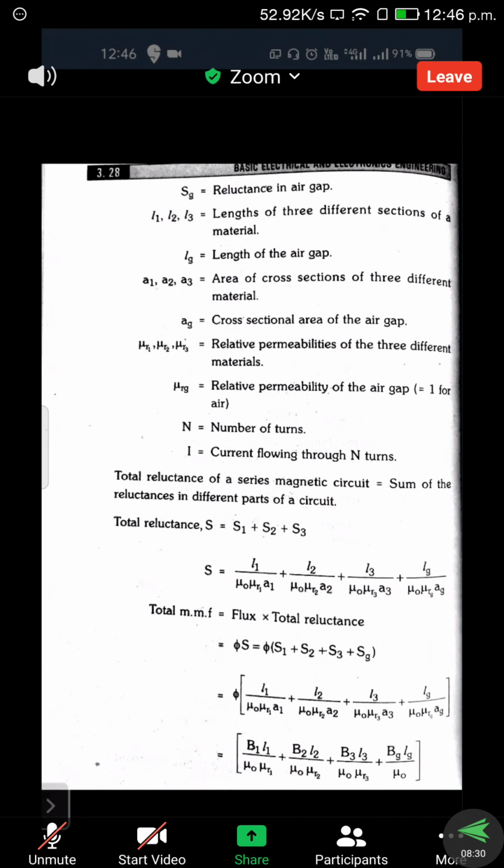Next, the cross section areas are A1, A2, A3 and Ag. A1, A2, A3 are for the three different materials. Ag is the cross section area of the air gap. Next, relative permeability, denoted by mu R. For the three materials we consider mu R1, mu R2, mu R3, and for the air gap mu Rg. Here there are n number of turns, and the current flowing through the magnetic material we assume as I.